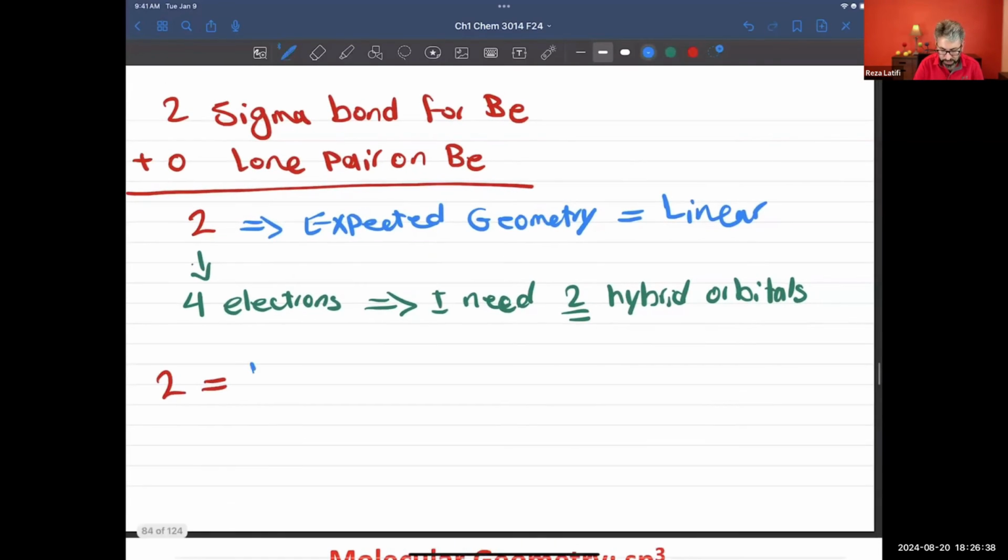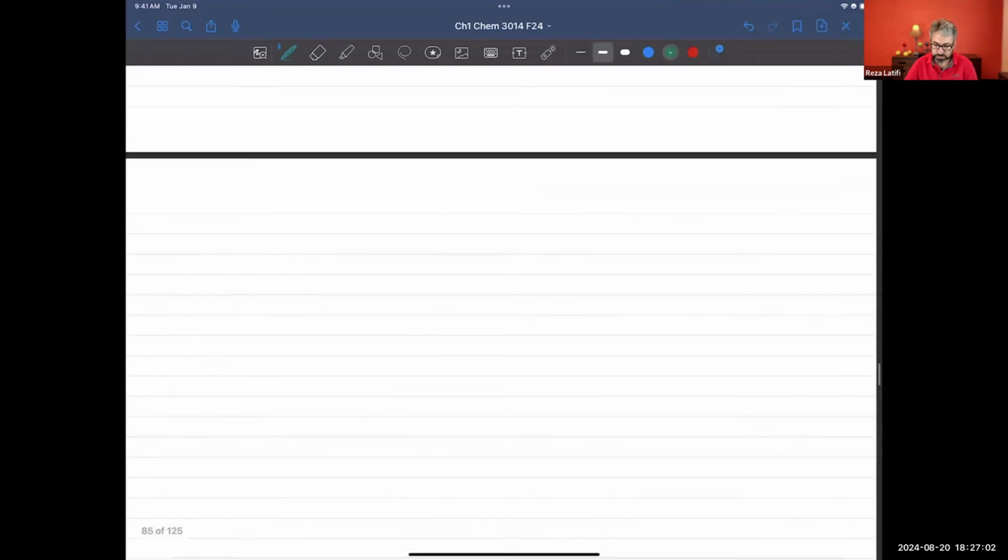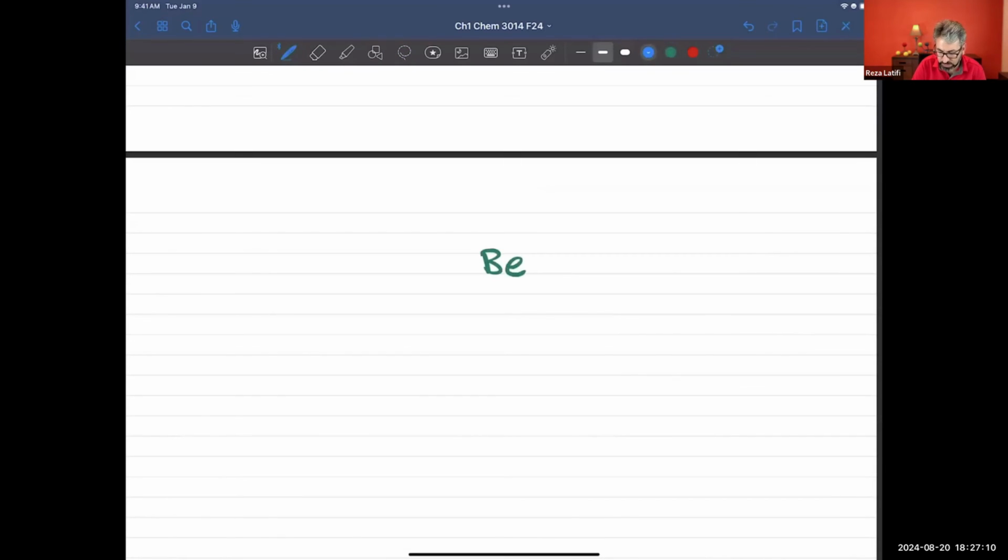We're going to use 1 from S. We need 1 more orbital. Remember, always you have 1 from S, 3 from P, and 5 from D. So we're going to use 1 box from S. Then we need 1 from P, and that's going to give us 2 orbitals, S1 P1. So the hybridization will be sp. Next. This is beryllium. It has 2 hybrid orbitals.